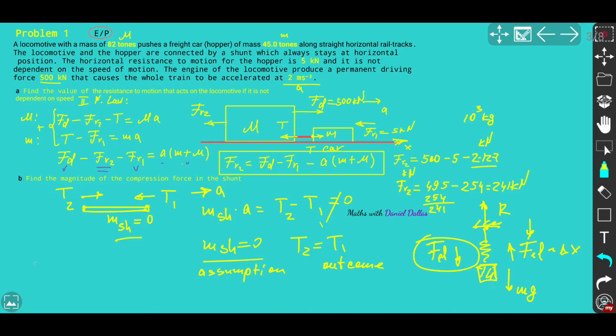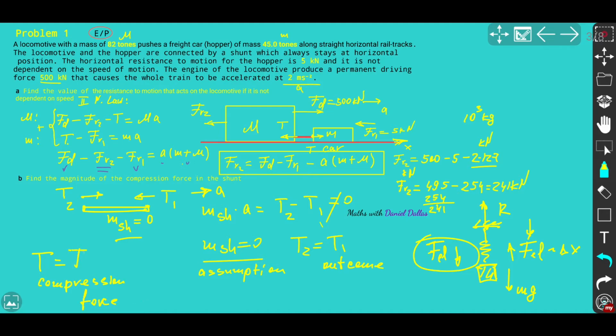So if you see this analogy, you definitely can answer question B. The tension force becomes the compression force in our case for the shunt. So you can choose any T you like. For example, let's take the second equation for the small mass of the hopper and express T. That becomes the compression force. And we can straight calculate that.